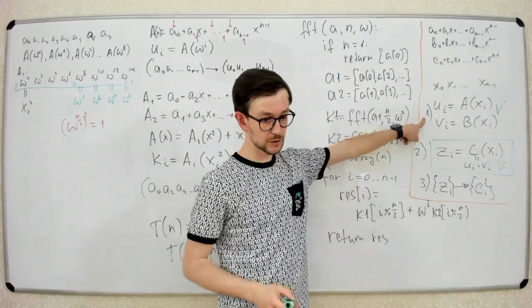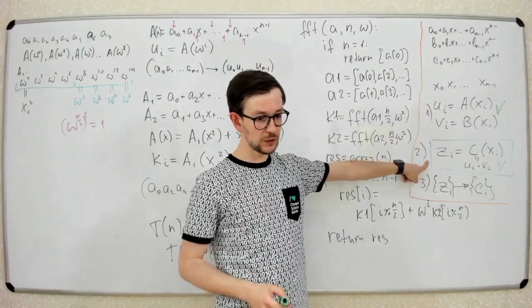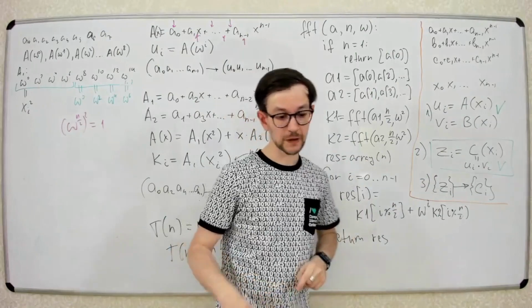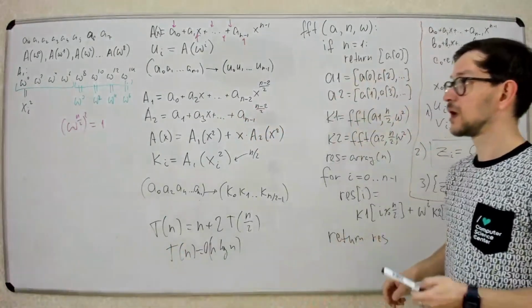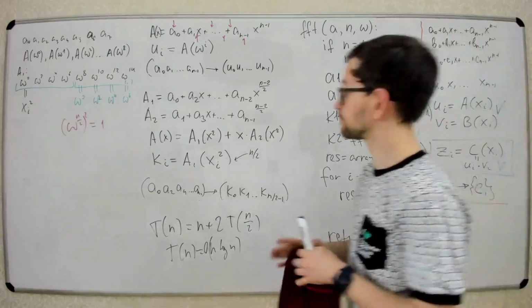Now we calculate these values of polynomials a and b. Now we calculate values of polynomial c. Now from these values we need to reconstruct the polynomial c. How to reconstruct the polynomial c? You make the inverse Fourier transformation. You basically do the same thing.